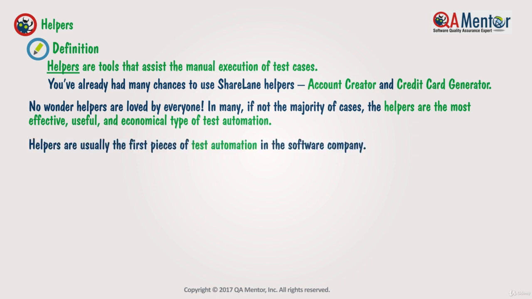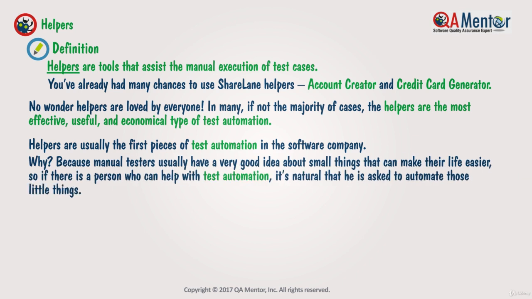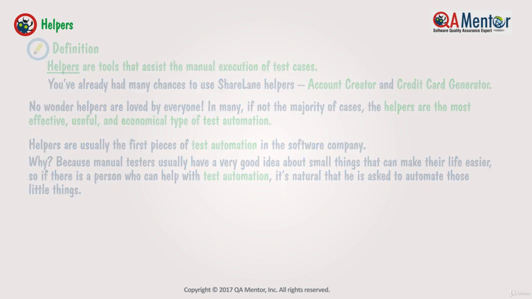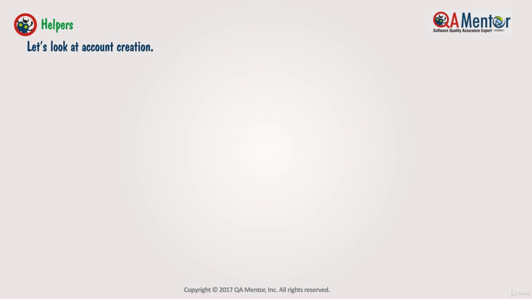Helpers are usually the first pieces of test automation in the software company. Why? Because manual testers usually have a very good idea about small things that can make their life easier. So, if there is a person who can help with test automation, it's natural that he is asked to automate those little things. Let's look at account creation.